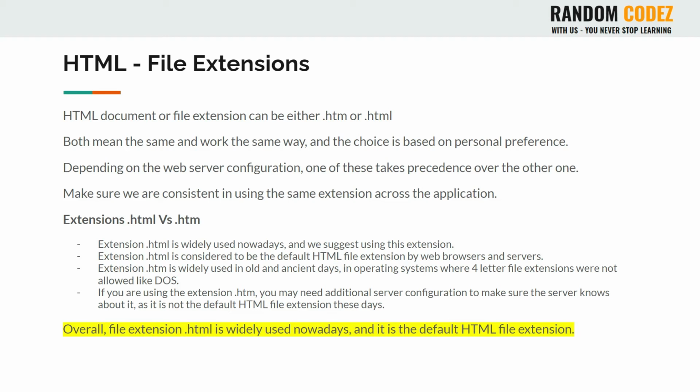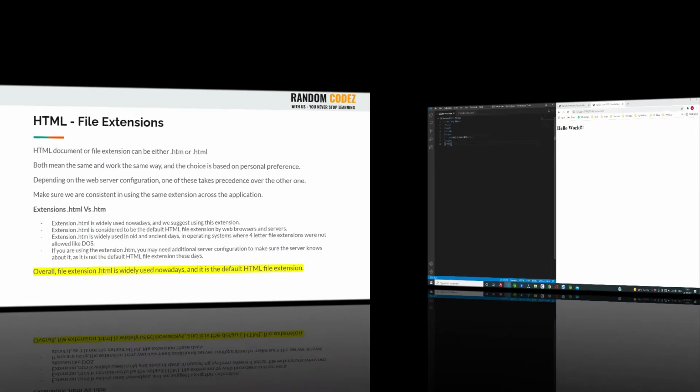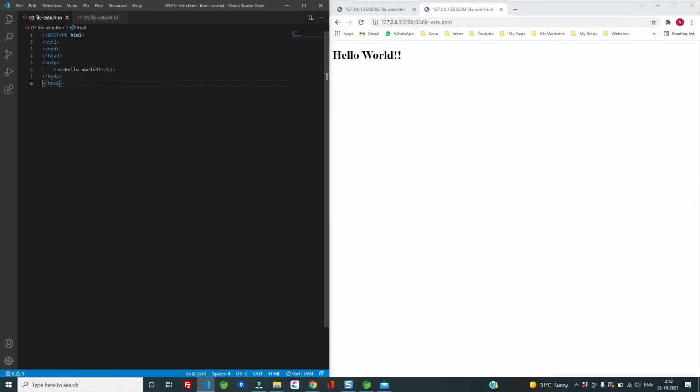With all this being discussed, let's quickly look at how browsers display the contents of both these types of documents. We have both types of documents on the left-hand side, and on the right-hand side we have the browser that is displaying the content of both these documents. The first document is .htm, where we just included this hello world, and the other document is .html, with the same content as well.